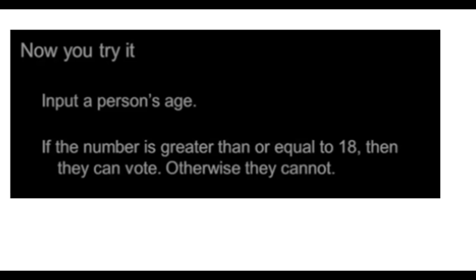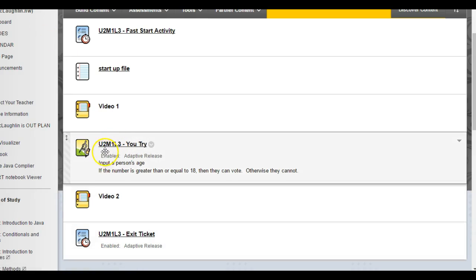So, your try: you are to input a person's age. If the number is greater than or equal to 18, then they can vote. Otherwise, they cannot. Very timely. Please make sure you do this using an else statement. Don't do it the fancy way I showed you at the beginning of the lesson. Pause the video, do the U-try. So you are going to submit your U-try right here. Make sure you include the .java file when you submit it.